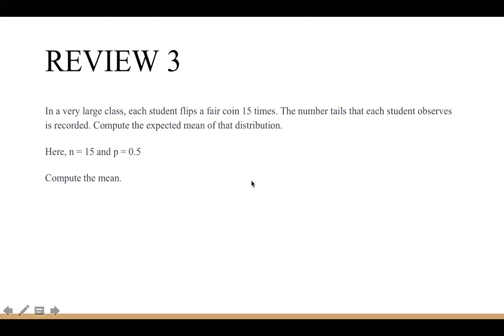Okay, yes, great job, you guys. The answer here is 7.5. So we're given a mean of, so to calculate our mean, we're going to take our sample size times the p that we're given, which is 0.5. So 15 times 0.5 is 7.5. So there's not much explanation there, but great job.